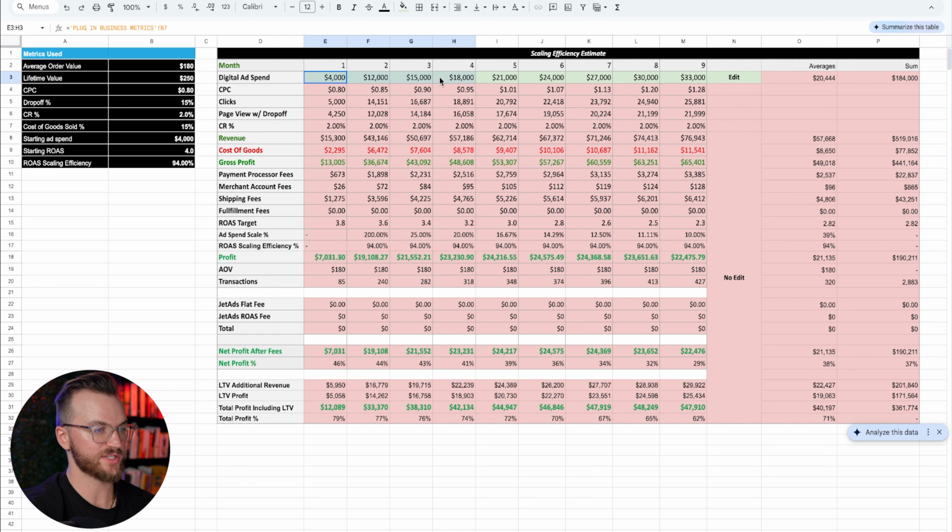And if we wanted to scale this out, using this scaling efficiency right here, our ROAS is going to drop, but we're actually seeing much more profit up until about that $24,000 to $27,000 range in terms of total ad spend, and about $24,000 profit. But in terms of lifetime value, there's a lot of profit here per month. And we can continue to scale this up because we're going to see more and more lifetime value profit.